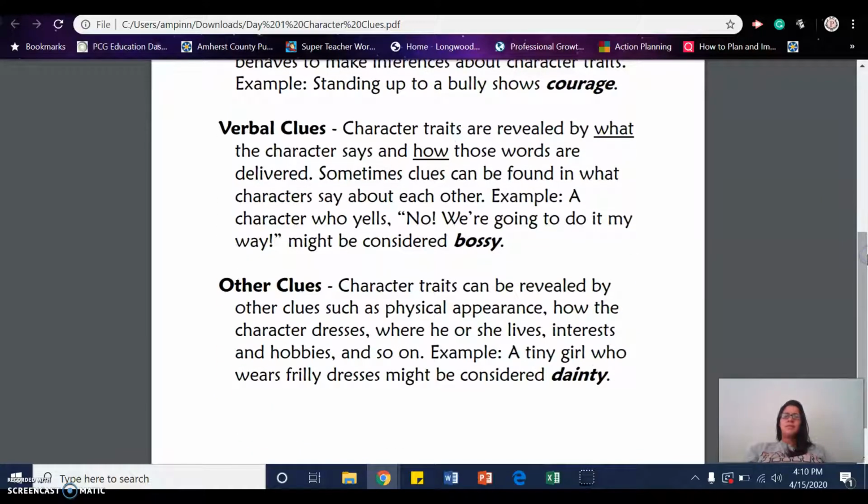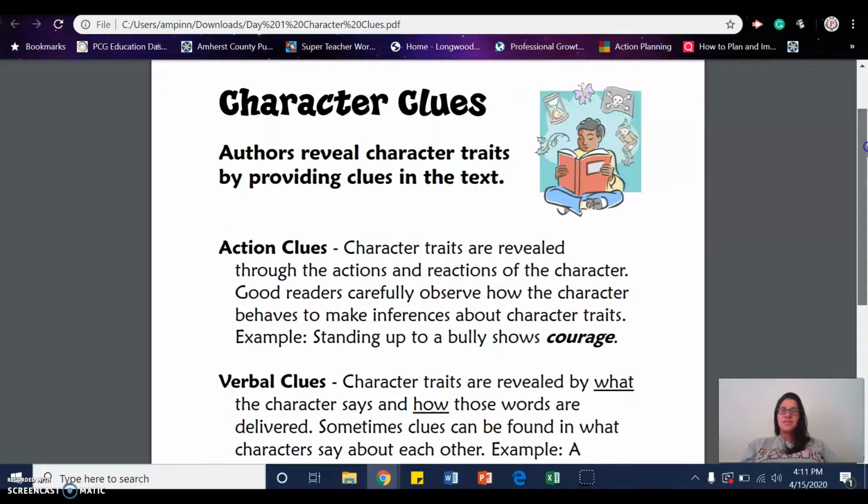And then other clues can be revealed by physical appearance, such as how the person dresses, lives, the interests or hobbies. And their example is a tiny girl who wears frilly dresses. So those are like those tutu dresses. They might be considered dainty or fancy. We'll call it fancy. All right.